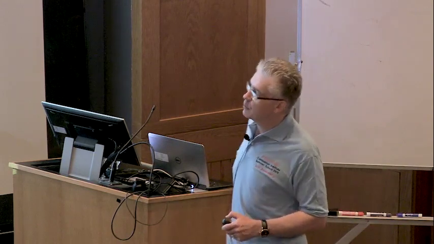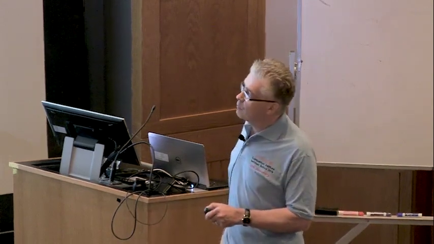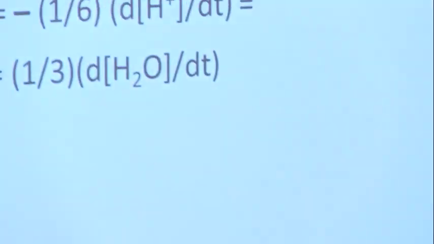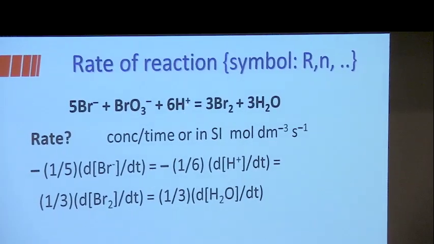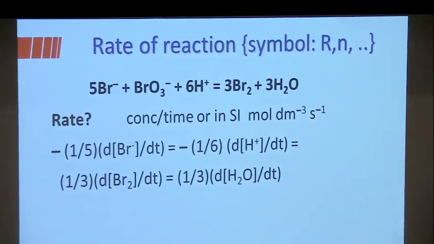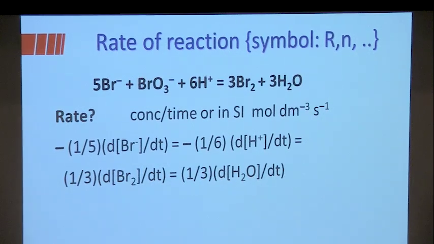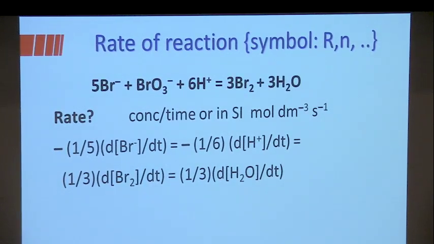So here's a sample reaction. We have 5 moles of Br minus plus 1 mole of BrO3 minus plus 6 moles of H plus, giving us 3 moles of Br2 and 3 moles of water. Okay, and what is the rate of reaction? So we put Br minus, BrO3 minus, and 6 H plus into a container, right? And we have 100 arbitrary units of each one, okay? What is the rate of reaction, okay?